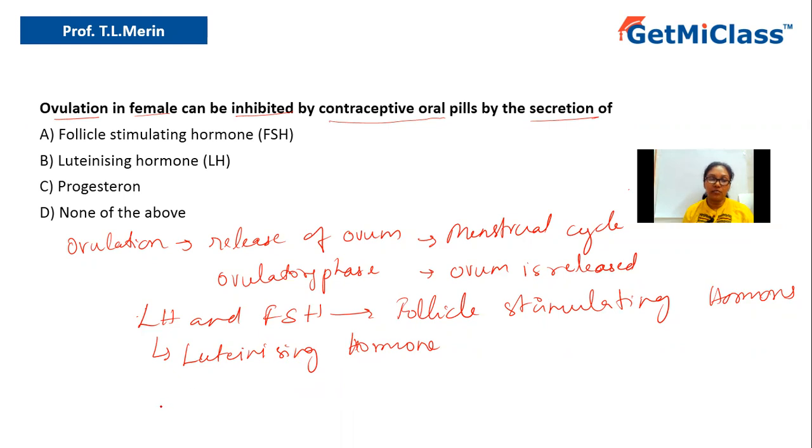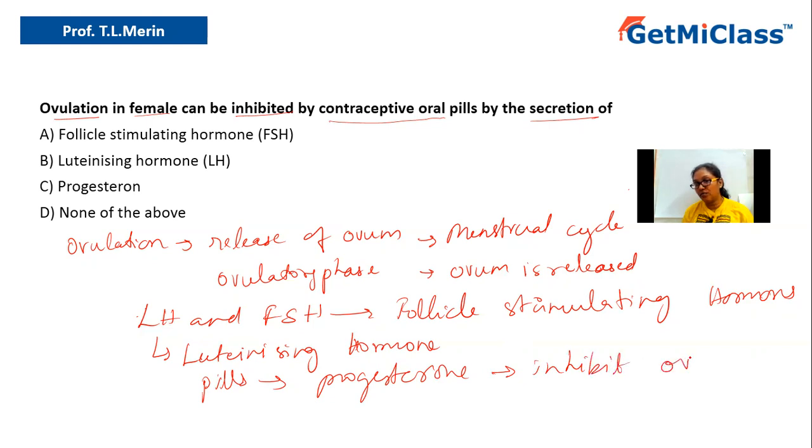Now, there are certain hormones which are utilized in the contraceptive pills, which will be antagonistic to these. That means they will inhibit the release of these. That is nothing but the progesterone. Progesterone hormone, what will it do? It will inhibit ovulation. So a high level of progesterone has an inhibitory effect on the release of LH and FSH by the pituitary gland. And that's how it will inhibit the ovulation process.